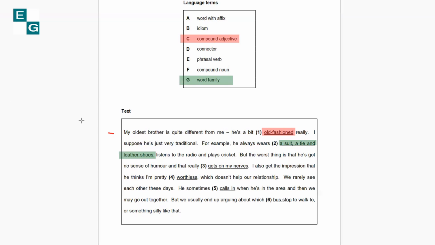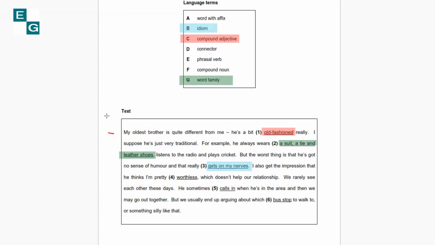Then it says, listens to the radio and plays cricket. But the worst thing is that he's got no sense of humor. And that really gets on my nerves. Let's think about gets on my nerves. So we can say that gets on my nerves. It's an idiom. That would be the definition for an idiom.